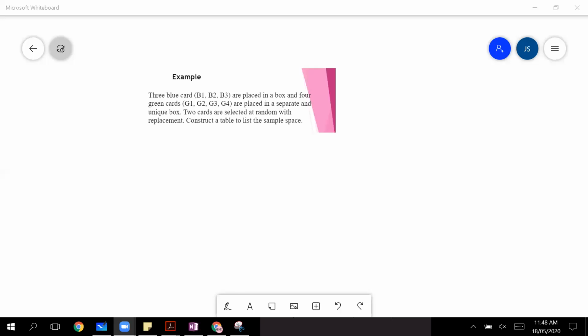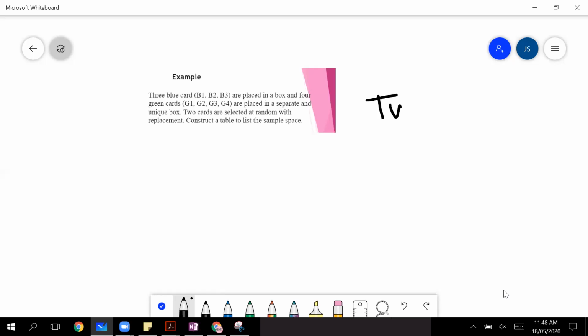Hi guys, I just thought it might be easier if I record an example for you and you can see how to do the question. So here we're going to be using something called two-way tables. They just look like a table and you just have information sorted in it so you can have a look at the probability and the frequency of something happening.